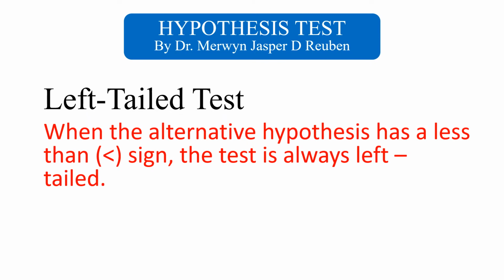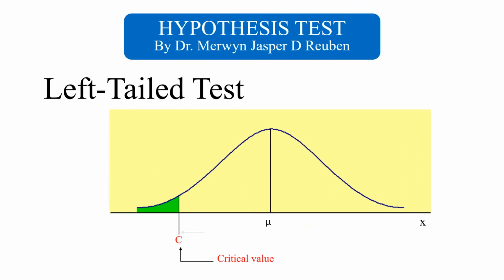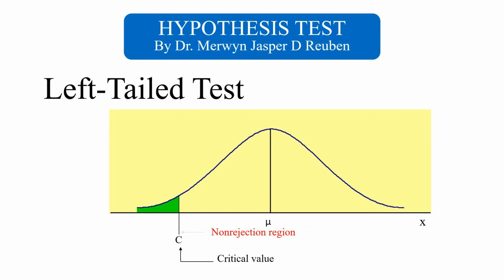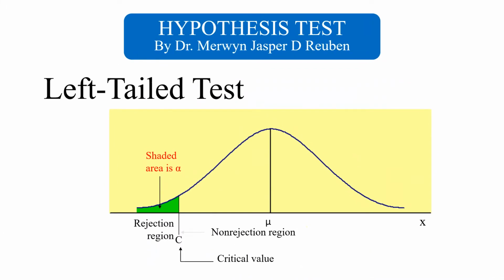When the alternative hypothesis has a less than sign, the test is always left-tailed. So if we have a normal curve with the mean at the center, then in the left tail we will have a point C, which is called the critical value. The region to the right of the C value is the non-rejection region. The region to the left of the C value is called the rejection region. The green shaded region to the left of C in the left tail has an area of alpha.